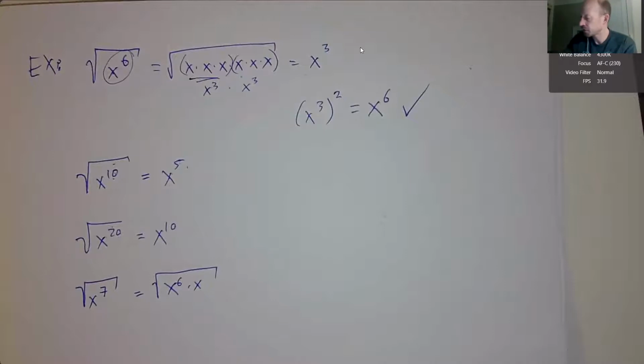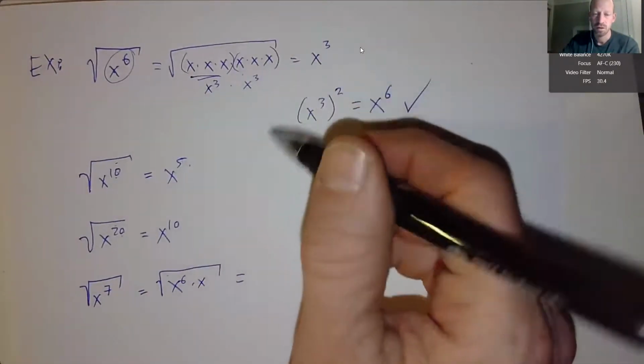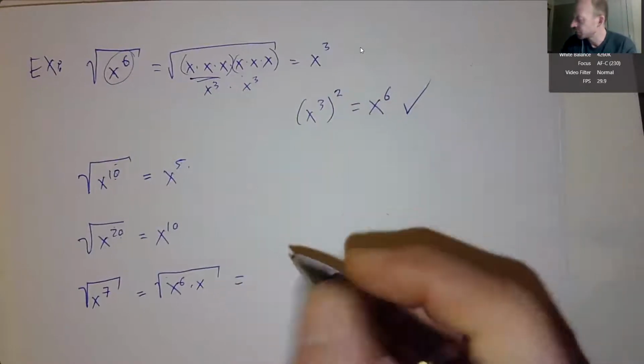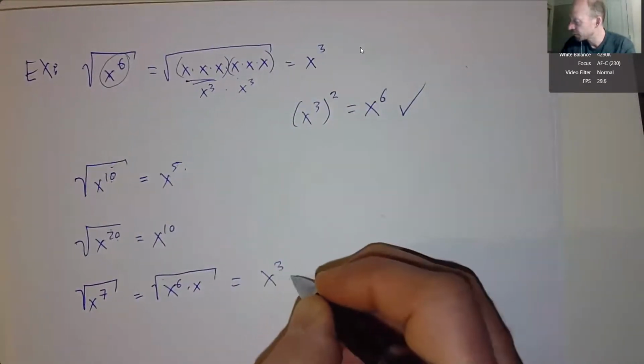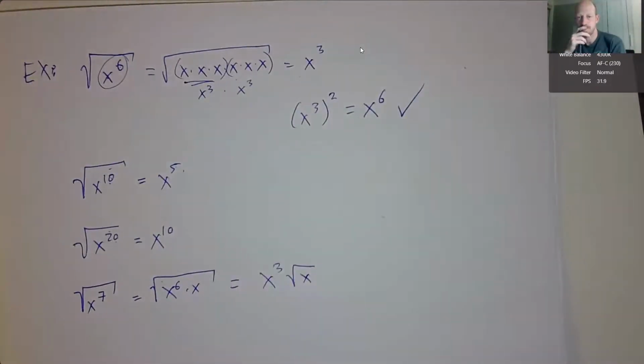And I do that because I know the square root of x to the 6th. We already did that one up here. Taking the square root is like dividing it by 2, dividing it in half. I get this simplified answer.